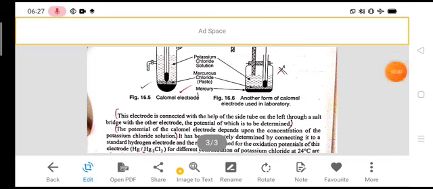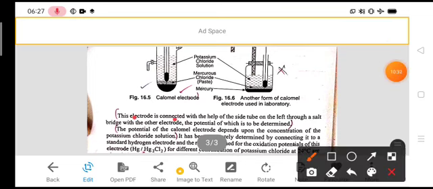This electrode is connected with the help of the side tube on the left through a salt bridge with the other electrode, the potential of which is to be determined.